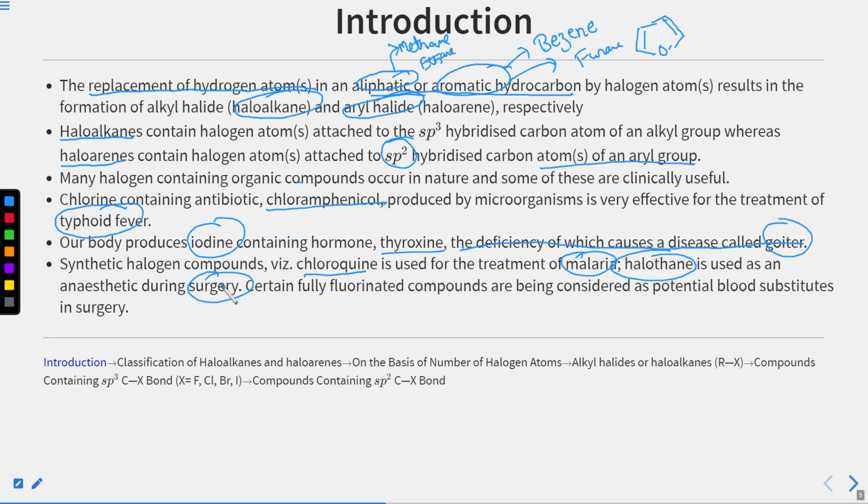Nowadays, this chloroform is not in use because it has some side effects, but it was used earlier. You must have seen in movies that while someone is kidnapping someone, they put chloroform on a handkerchief and try to make the person unconscious and then kidnap or capture him. So that compound is also an example of haloalkane. Its formula is CHCl3.